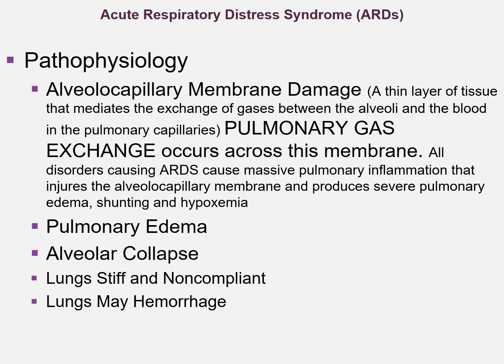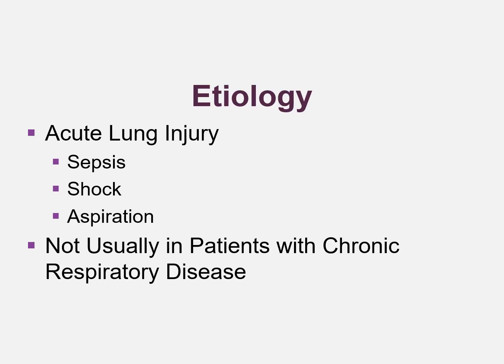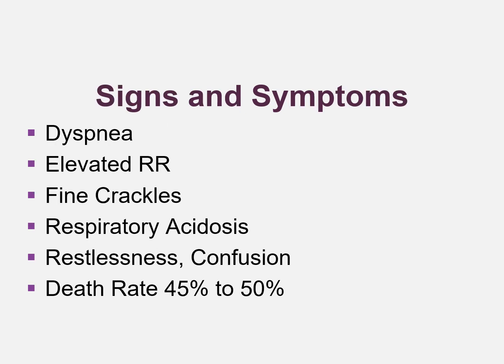So with these patients, you'll see pulmonary edema and alveolar collapse. The lungs will become stiff and non-compliant, and they might begin to hemorrhage. Causes of this can be acute lung injuries, sepsis, shock, or aspiration, and it's not usually seen in patients who just have chronic respiratory disease. These patients will present with shortness of breath, elevated respirations, fine crackles, respiratory acidosis, restlessness, confusion, and the death rate is 45 to 50%.